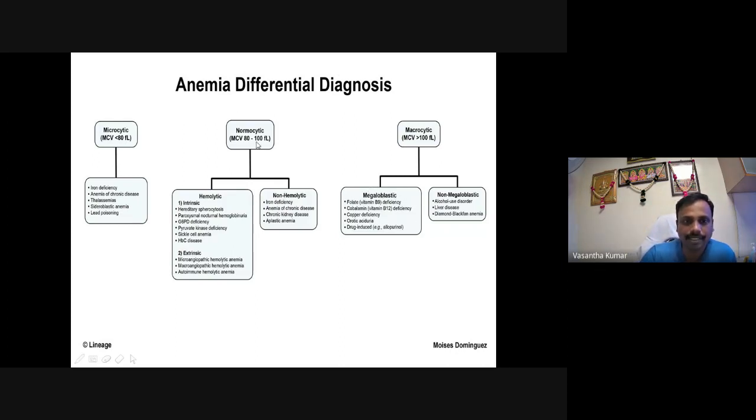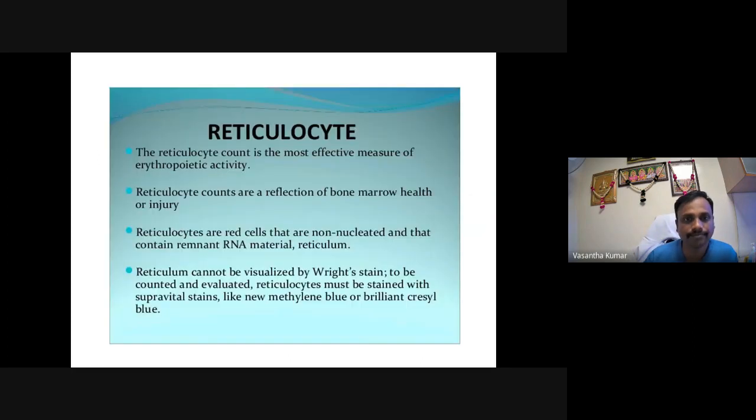If the RBC is normal in size, it's called normocytic, and it could be hemolytic or non-hemolytic. The hemolytic can be an intrinsic cause or extrinsic cause. Among the non-hemolytic, there is anemia of chronic disease like rheumatoid arthritis and CKD, because chronic kidney disease patients will have diminished erythropoietin synthesis. So eventually what will happen? The production of RBC also will be decreased. And next is bone marrow dysfunction. Drugs, infection, and radiations will cause aplastic anemia.